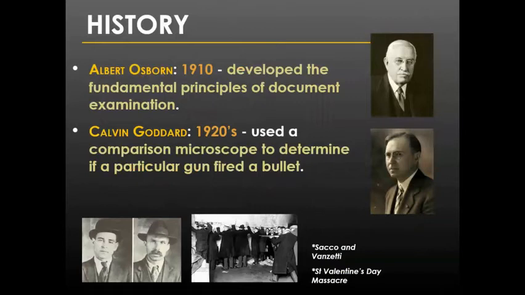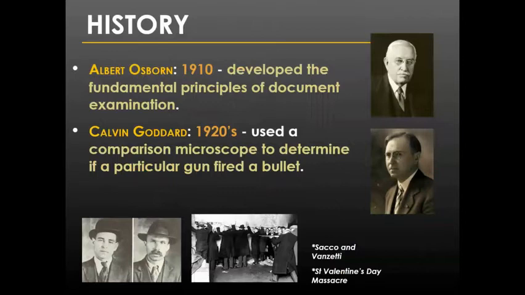Kelvin Goddard was the first person to use a comparison microscope to study bullets and guns and casings, things like that, to see if a particular gun fired a bullet. His work was used in a few high-profile cases. Sacco and Vanzetti was a very historically significant case.